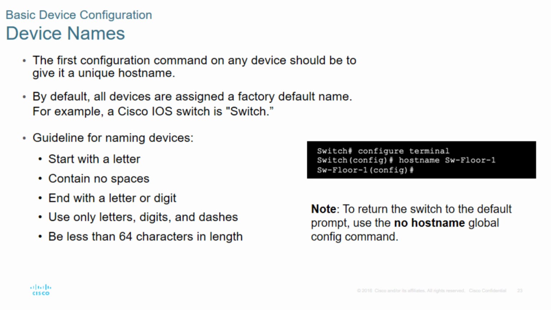The default name should be changed to something more descriptive. By choosing names wisely, it is easier to remember, document, and identify network devices. So, some important naming guidelines for host names: start with a letter and contain no spaces. It should end with a letter or digit. It should use only letters, digits, and dashes, and be less than 64 characters in length, right?